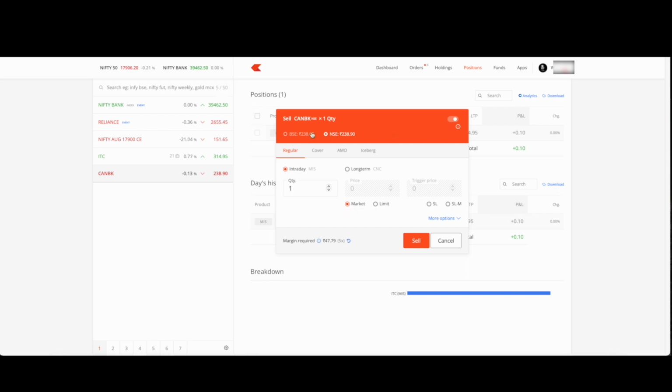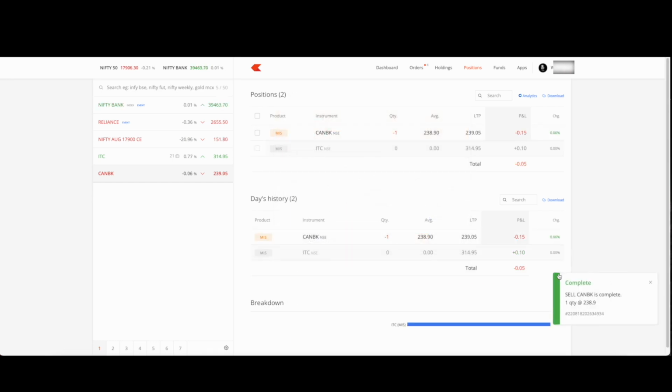Now let's execute this sell order. One quantity of Canara Bank, which I don't even have with me, market order, I click on sell. Traders, you can see that my order got placed, right? Canara Bank, I have sold one quantity. The loss is around 5 paisa.